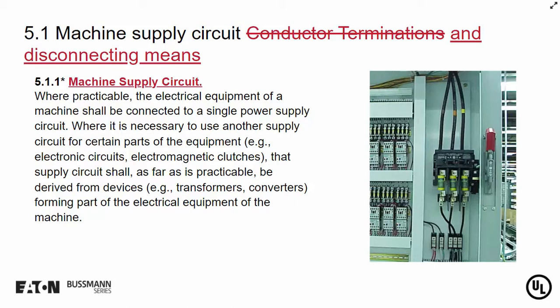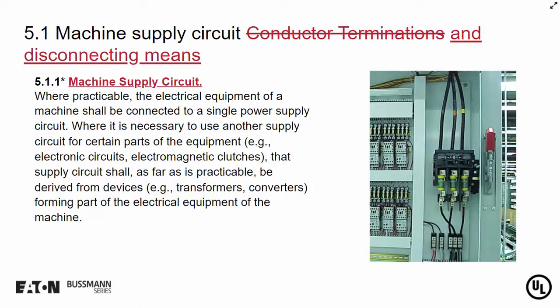5.1.1 for clarity. And as you can see, this section limits the machine to a single supply circuit where practicable. Now, when we say where practicable, it's not where it's convenient. That's where it's impossible to necessarily do differently. So unless you can prove that it's impossible to not have only one supply circuit, you're not permitted to do that. Where the additional sources of supply are needed, these shall be derived from the devices on the machine.